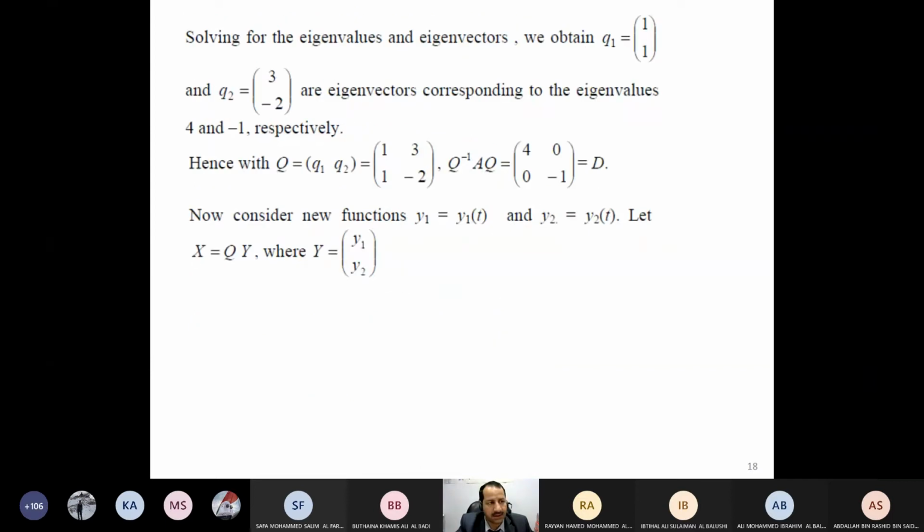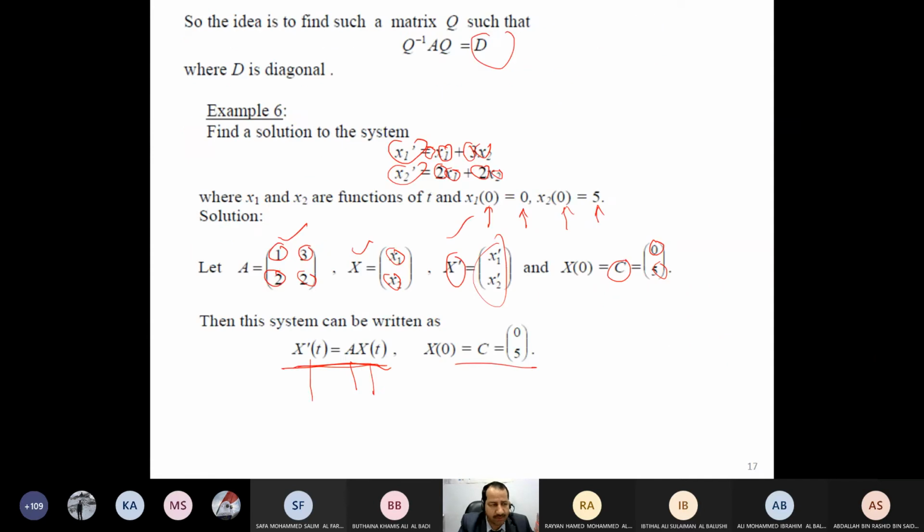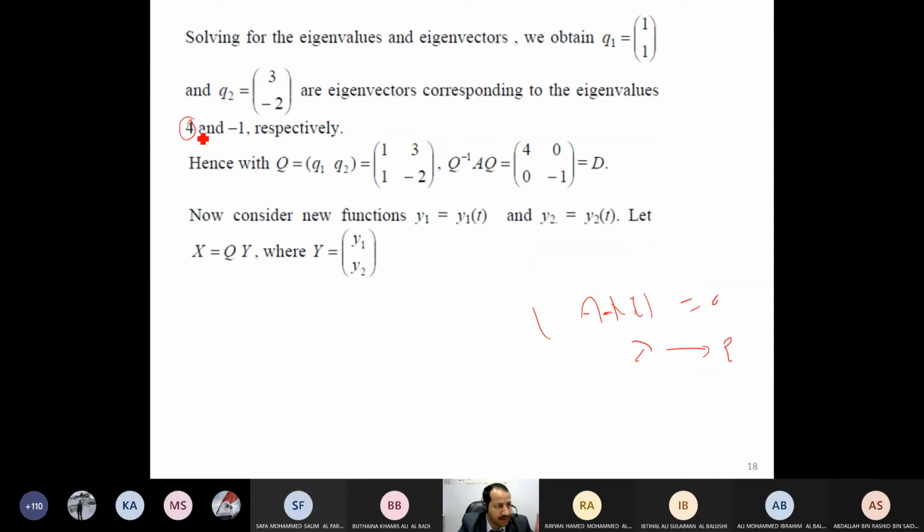I solve A. I got eigenvalues. We know how to find eigenvalues. We start this way: A minus lambda I equals 0. I go through the solution until I get lambda. From lambda, I get P, which is the eigenvector for each eigenvalue. So I solved the previous equation and got eigenvalues and eigenvectors. Eigenvalues are 4 and minus 1. For each one of them there is an eigenvector. This is 1 and this is 2.